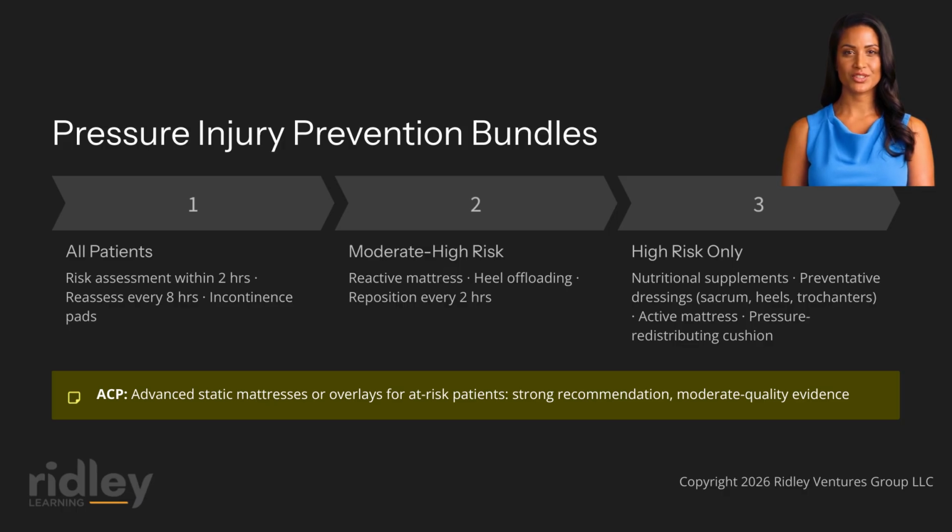Support surface selection is a critical determinant of prevention effectiveness. The American College of Physicians recommends that clinicians choose advanced static mattresses or advanced static overlays for patients at increased risk, based on a strong recommendation supported by moderate quality evidence. Advanced static mattresses and overlays are associated with a lower risk for pressure ulcers compared with standard hospital mattresses, though no specific brand has shown superiority.